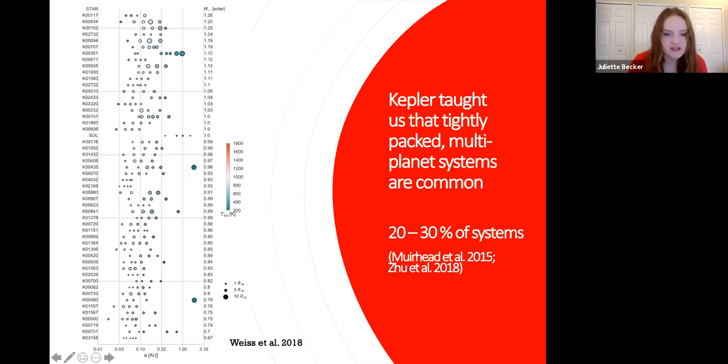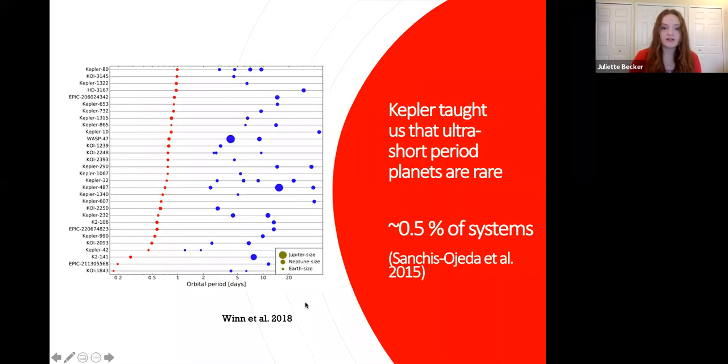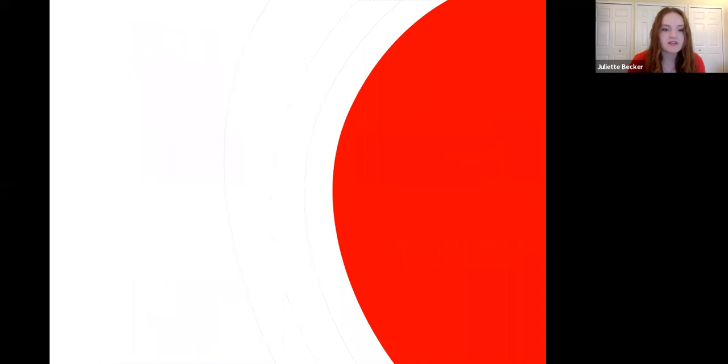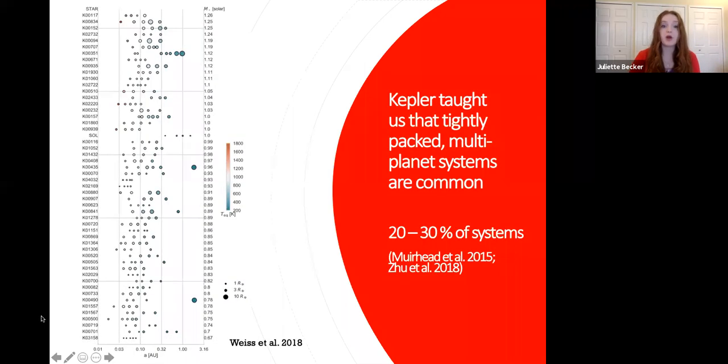If you look at this x-axis, you'll notice that it ranges from a little bit more than 0.01 AU, and most of the planets fall within half an AU. What this has taught us is that these multi-planet systems are pretty common. Some of the numbers that you can put on that come from Muirhead et al. 2015 and Zhao et al. 2018: about 20 to 30% of systems may host some tightly packed multi-planet system.